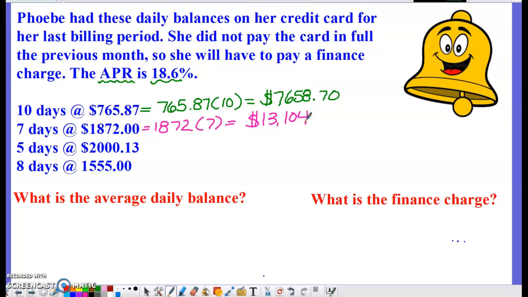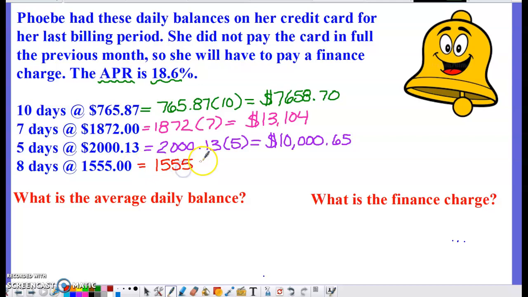Next one is 5 days at $2,000.13. So we take $2,000.13 times 5. I believe you get $10,000.65. And then lastly, 8 days at $1,555. So take $1,555 times 8, and you should get $12,440. Right, that's the first step.